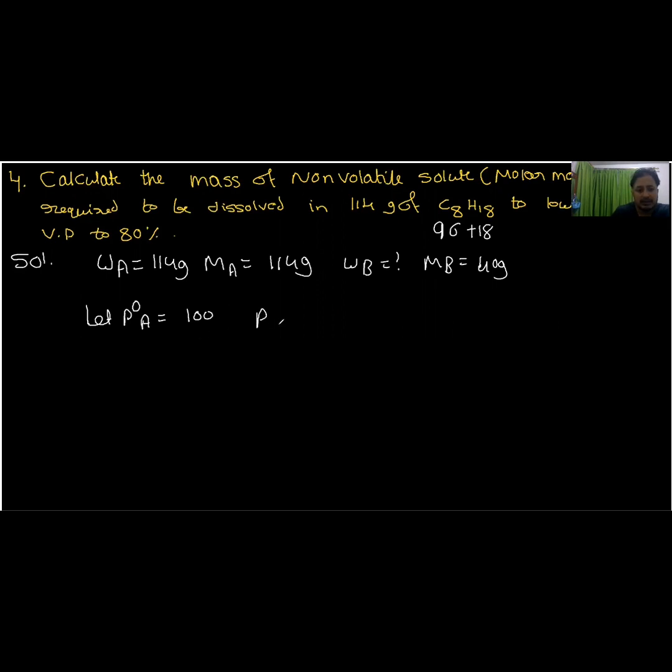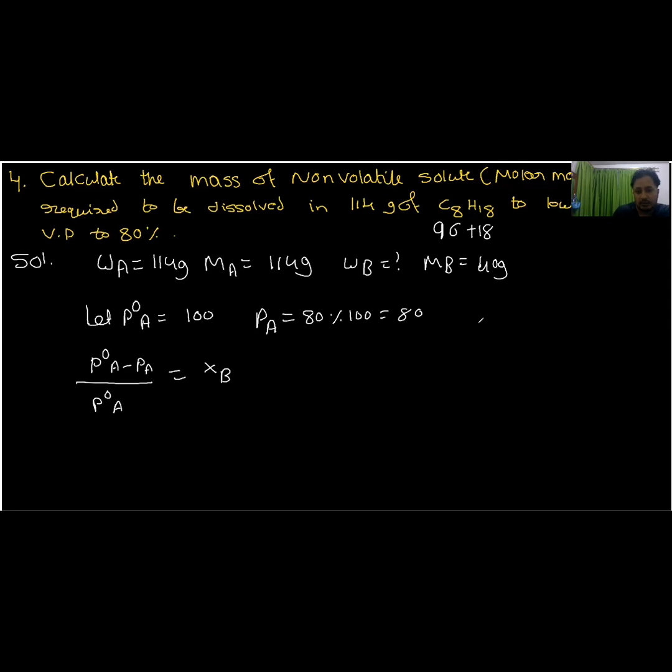So let's see the vapor pressure of the solution, that is the impure form. When we have added the solute, it becomes 80% of the original volume, which means 80% of 100, that is, it becomes 80. Now we'll be using the formula (P naught A minus PA) upon P naught A, the formula of relative lowering of vapor pressure, equivalent to XB.